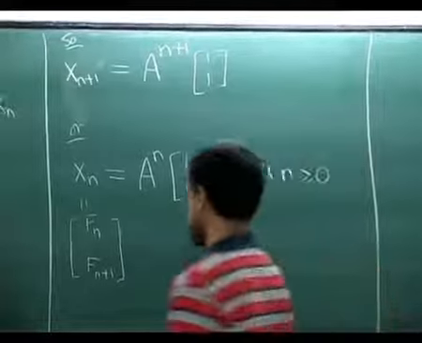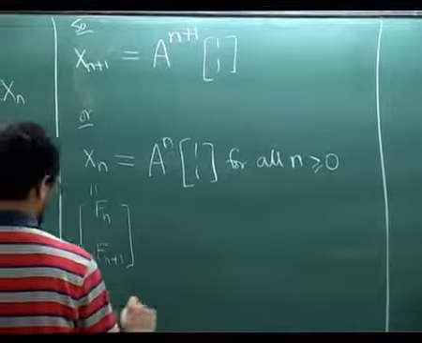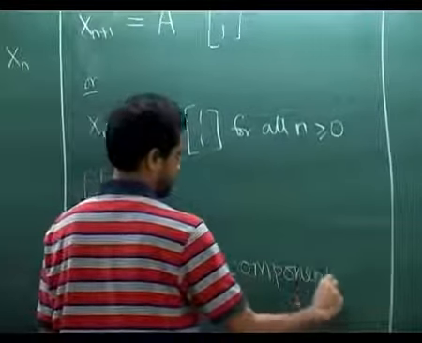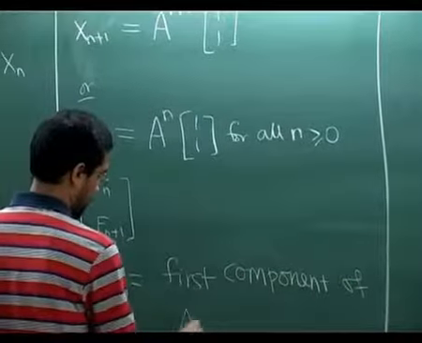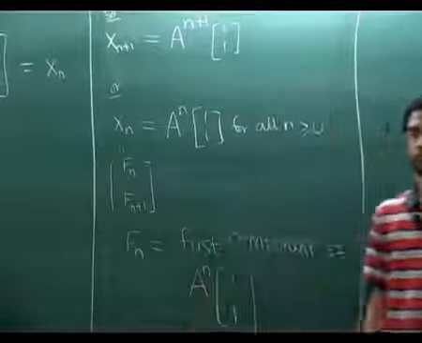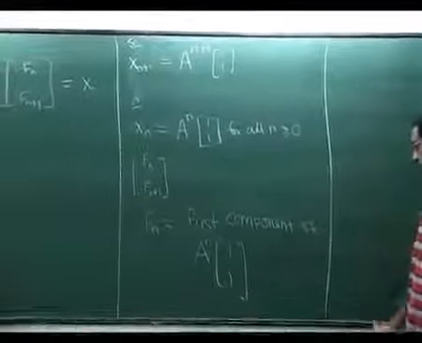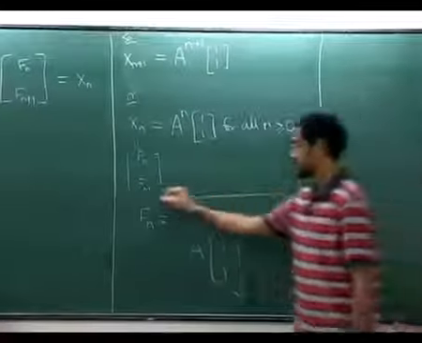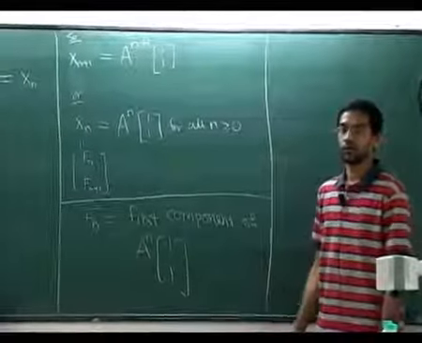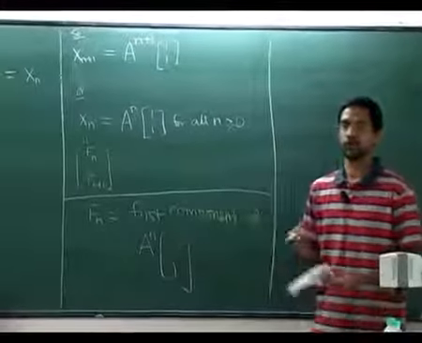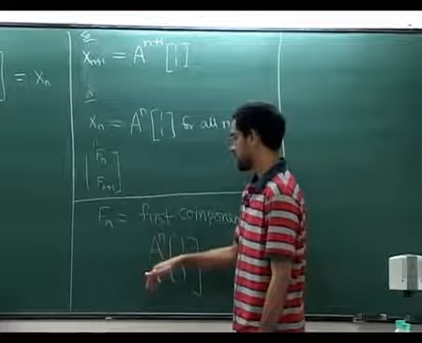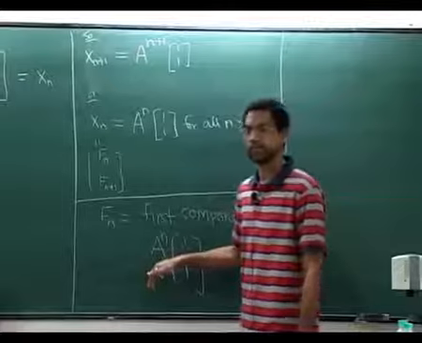So fn is therefore, what is this? It's just the first component of the column vector A to the n multiplied by (1, 1). Okay, so that is the answer, except it's only an in principle answer, because of course we don't quite know what the final formula is. I asked for a formula in terms of n. This is some kind of formula, but to make it more explicit, we need to figure out how to calculate the nth power of this matrix.